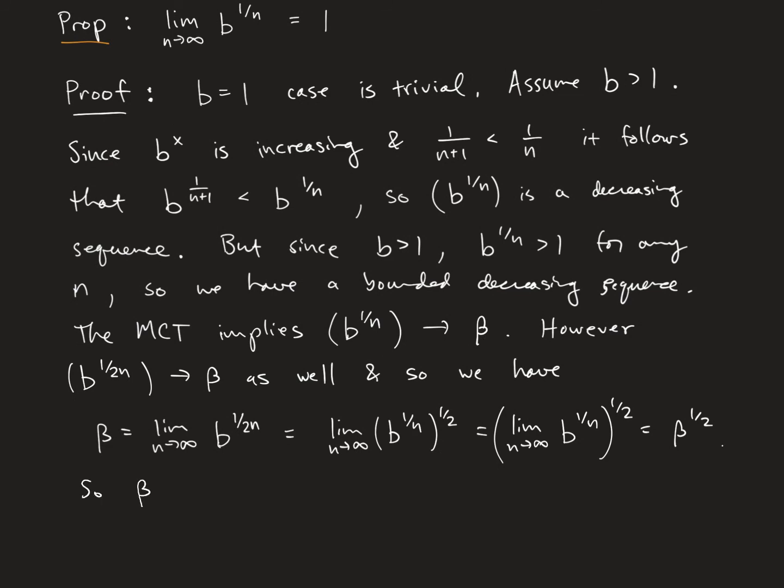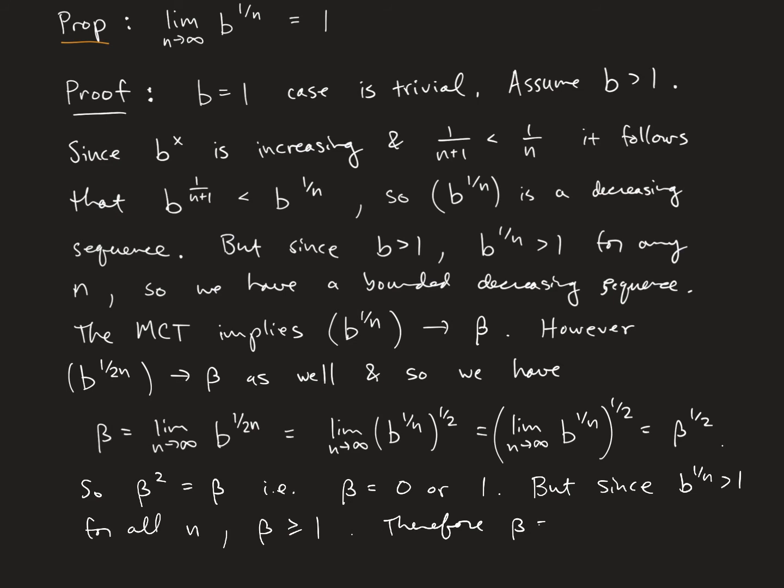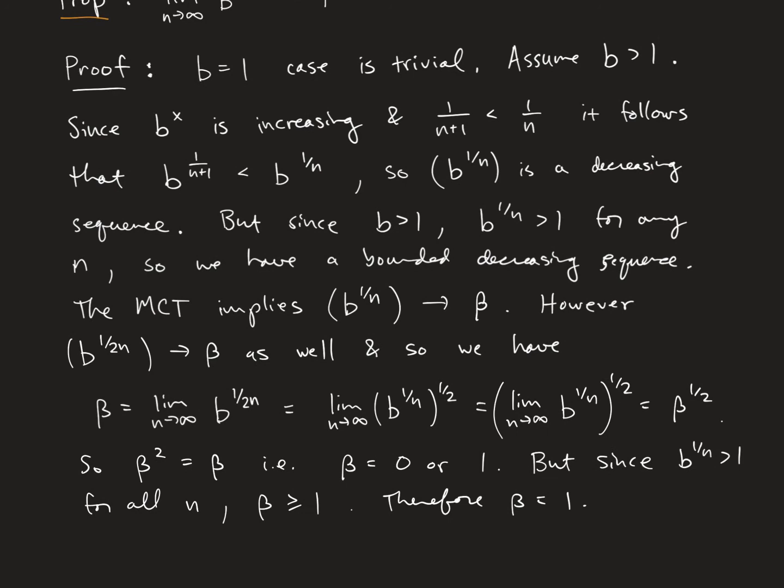So beta squared has to equal beta, i.e. beta is equal to 0 or 1. But since b to the 1 over n is bigger than 1 for all n, beta must be bigger than or equal to 1. So therefore, beta, which is our limit, is equal to 1. So that's the b greater than 1 case.